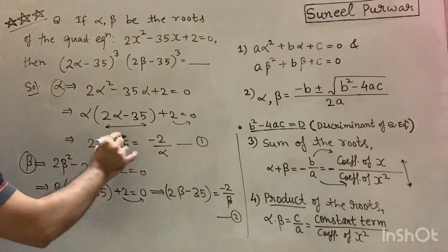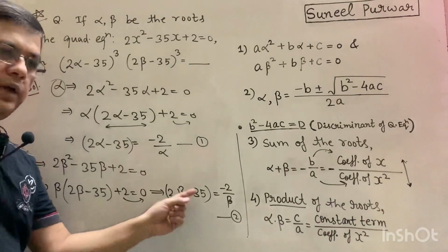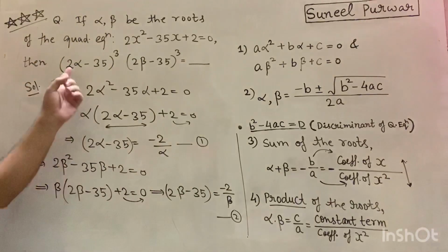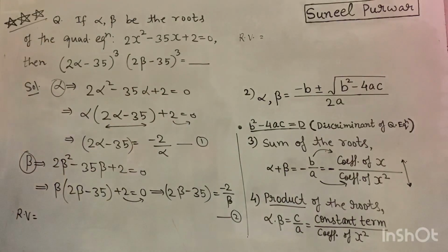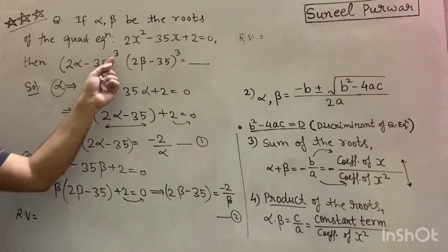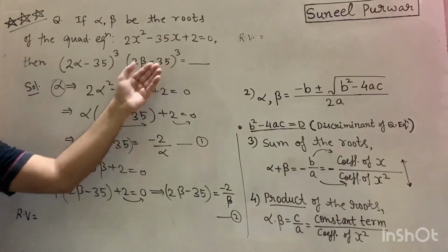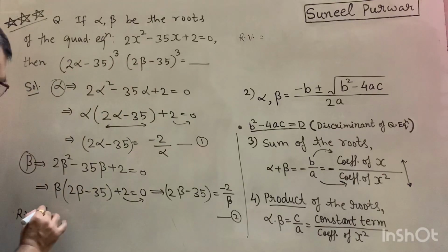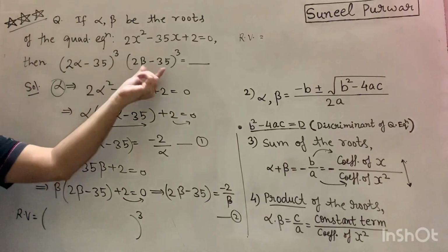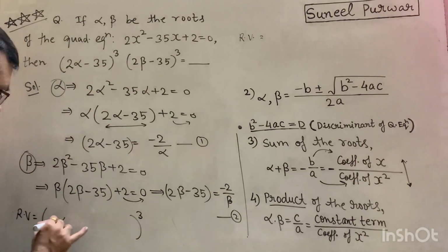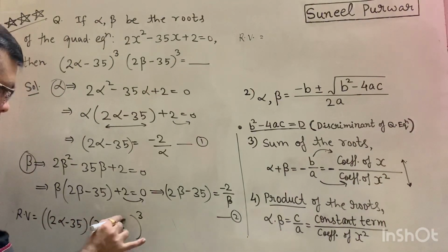So these are the two relations we have got, the values of 2 alpha minus 35 and 2 beta minus 35. Now go back to the question. This is the required value we want. As the exponents are same, 3 and 3, their bases will get multiplied. So the required value we can write as whole cube of the product of 2 alpha minus 35 and 2 beta minus 35.